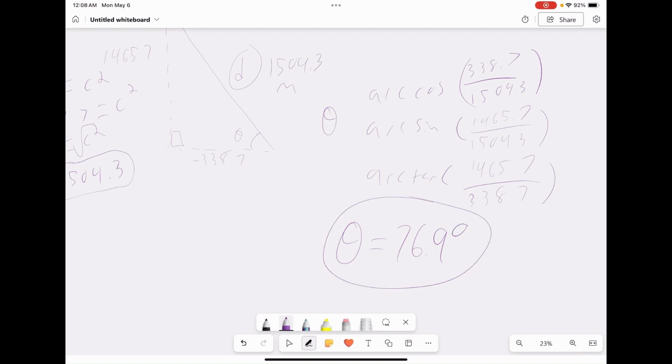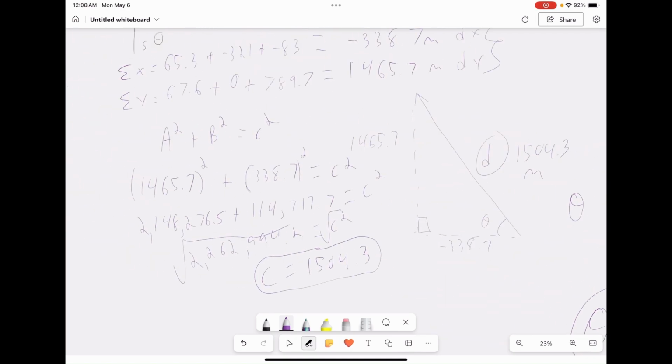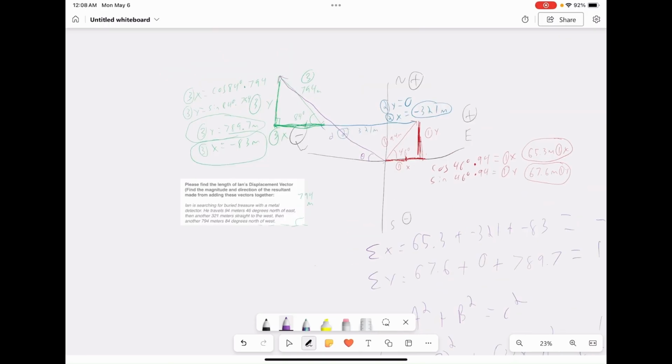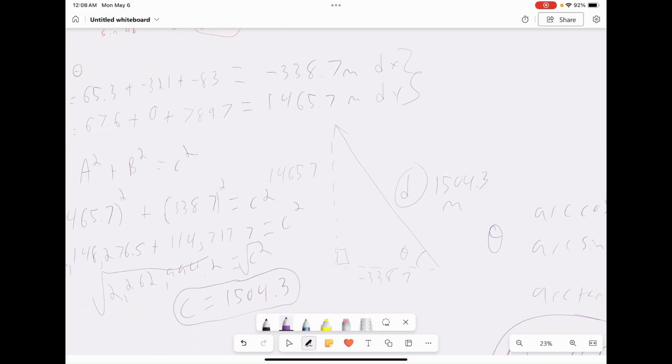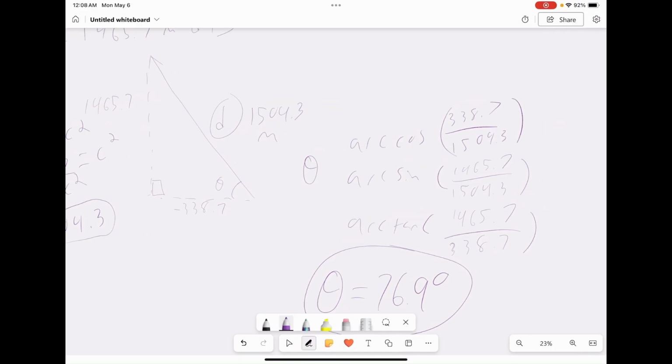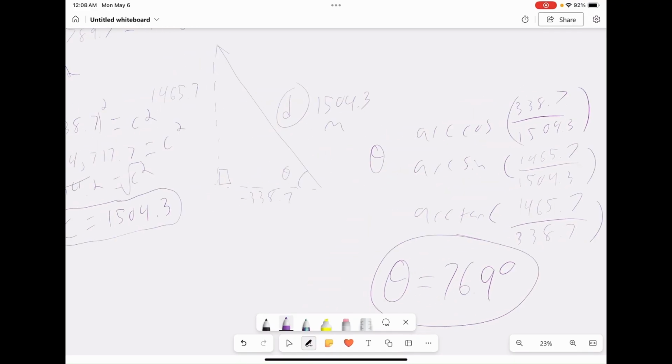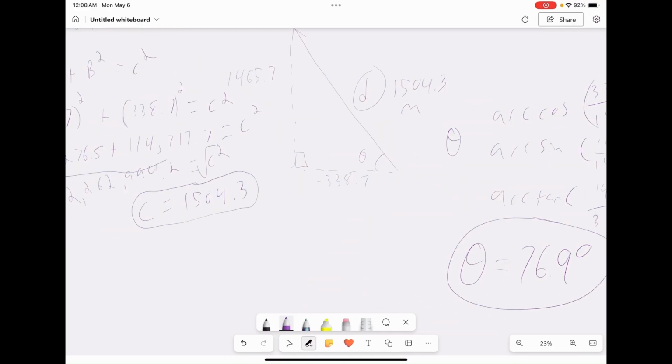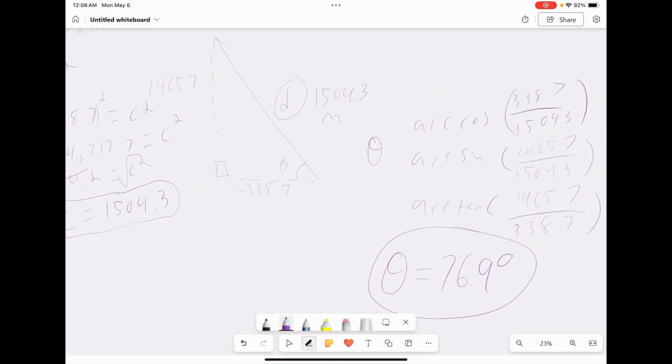Okay, so basically, if Ian walked this direction at that distance, then this direction at that distance, then this direction at that distance, the total distance he moved from the original point would have been equivalent to 1,504.3 meters at a 76.9 degree angle.